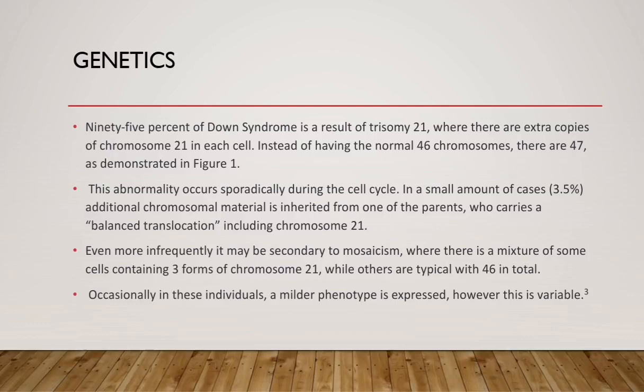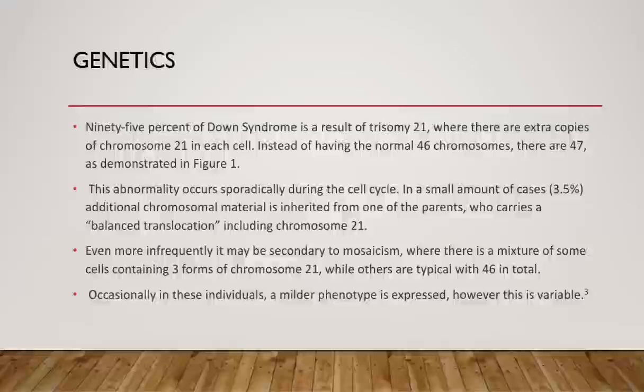95% of Down syndrome is the result of trisomy 21, where there are extra copies of chromosome 21 in each cell. Instead of having the normal 46 chromosomes, there are 47, as demonstrated. This abnormality occurs sporadically during the cell cycle. In a small number of cases, the additional chromosomal material is inherited from one of the parents who carries a balanced translocation, including chromosome 21.